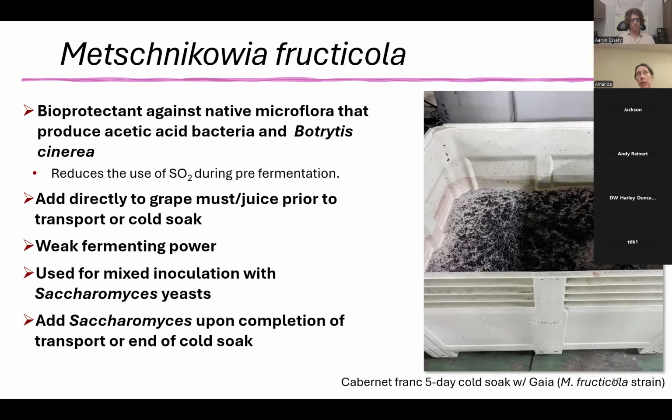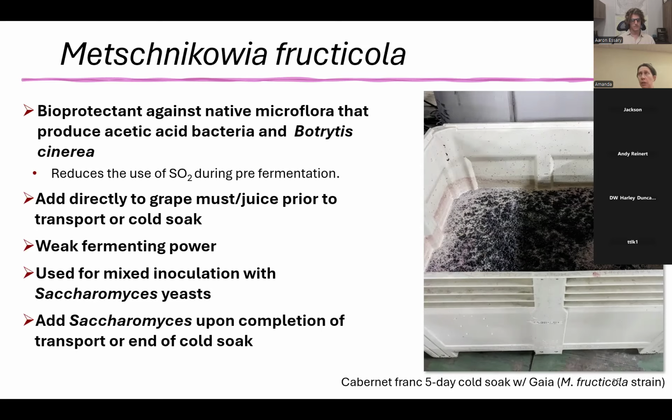I don't think I used any SO2 on this. I had a control too where I used SO2 and didn't use any Fructicola, but I was able to cold soak these grapes with the Fructicola added. I didn't have any issues with microbial spoilage. I wanted to get good color extraction during the cold soak before we started our actual alcoholic fermentation.